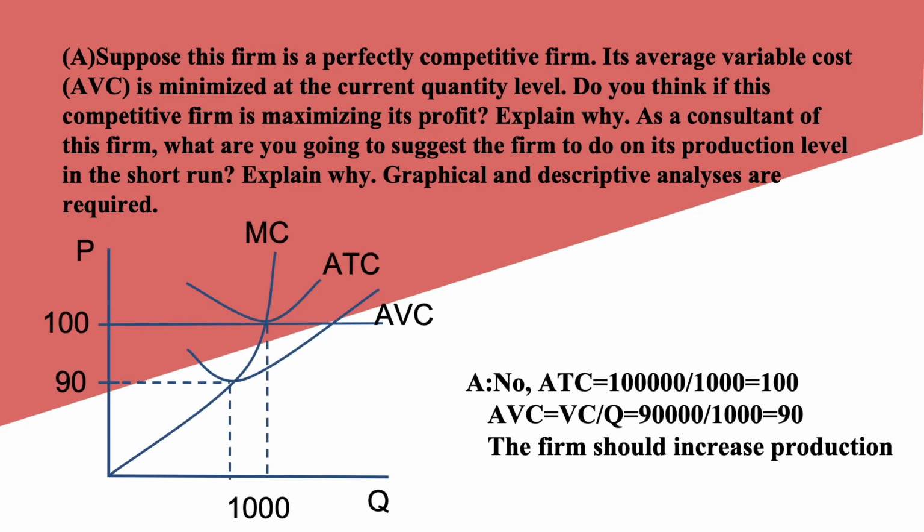The answer is that the firm is not maximizing its profit. The average total cost is 100 and the average variable cost is 90, which means that the firm should increase production.